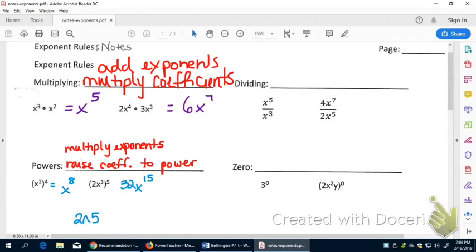All right, dividing. Subtract exponents. And divide the coefficients. I misspelled divide. What did you? Alright, so you subtract exponents.